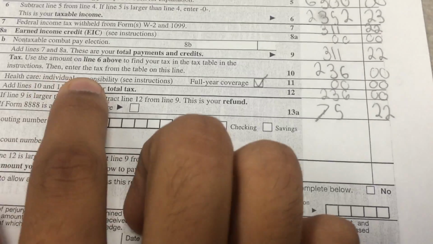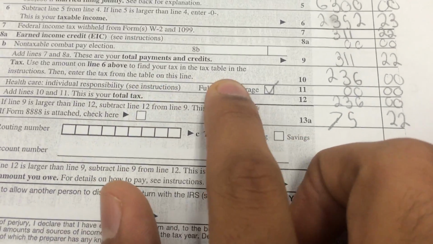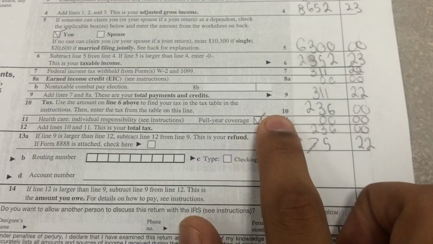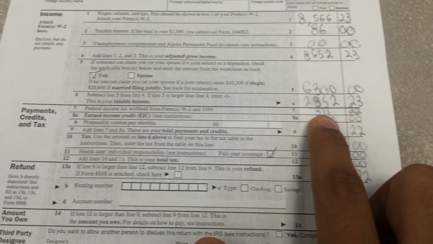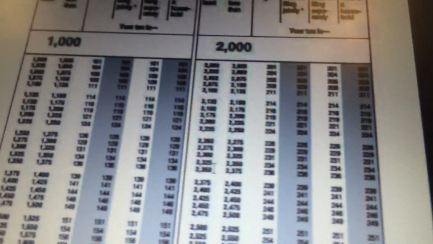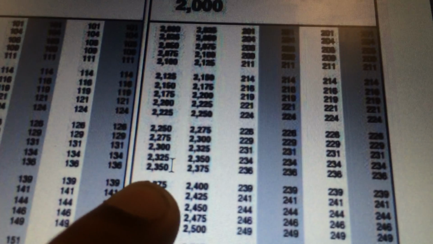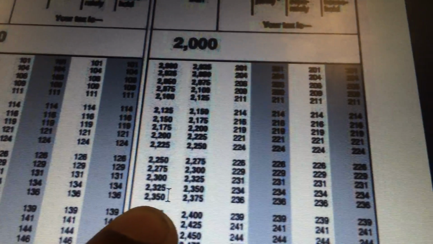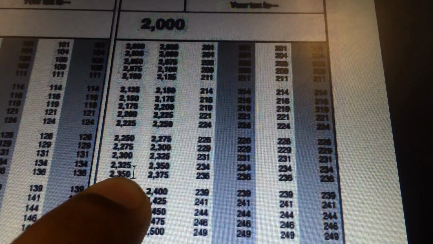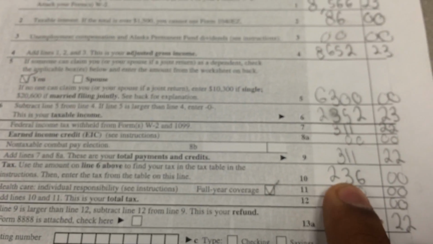For the tax, you're going to use the amount on line 6 above to find your tax in the tax table in the instructions. So we're going to look at line 6, and that's $2,352. And we're going to look at the chart. That will be found right here, 2,350, because it ranges between 2,350 and 2,375. So you'll enter this amount because you are single, which is 236, and you're going to enter that on line 10.